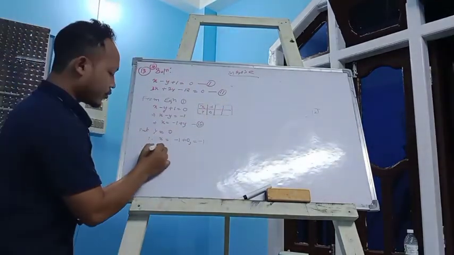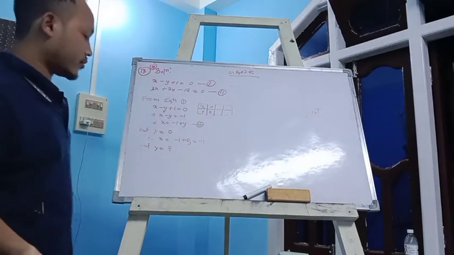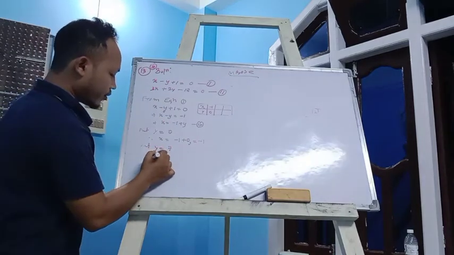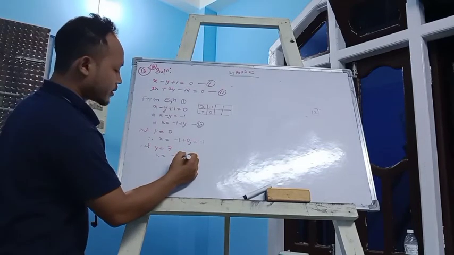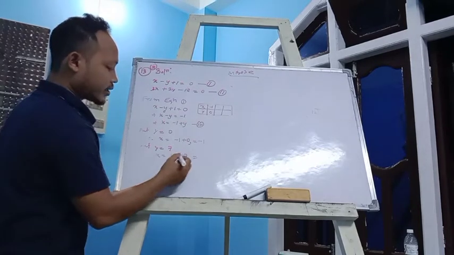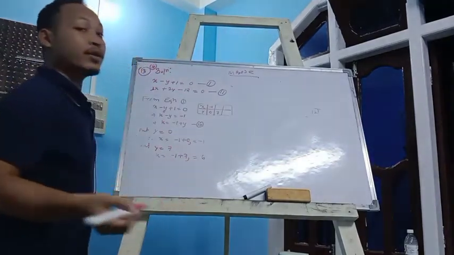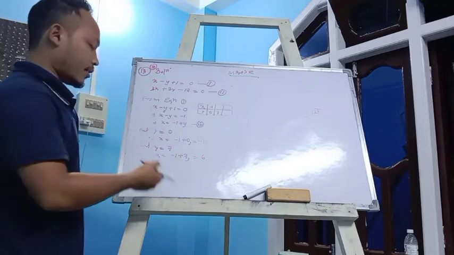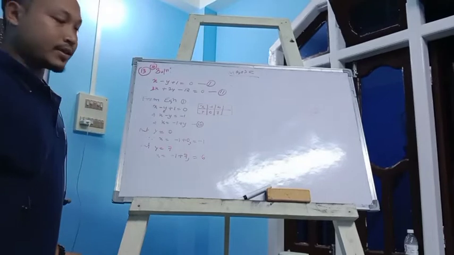Similarly, put y is equal to 7. You can put any value. So I put 7. Therefore, x is equal to minus 1 plus 7. So minus 1 plus 7 is what? It will be 6. So when I put y is equal to 7, I know x is equal to 6. Yes or no? Yes.